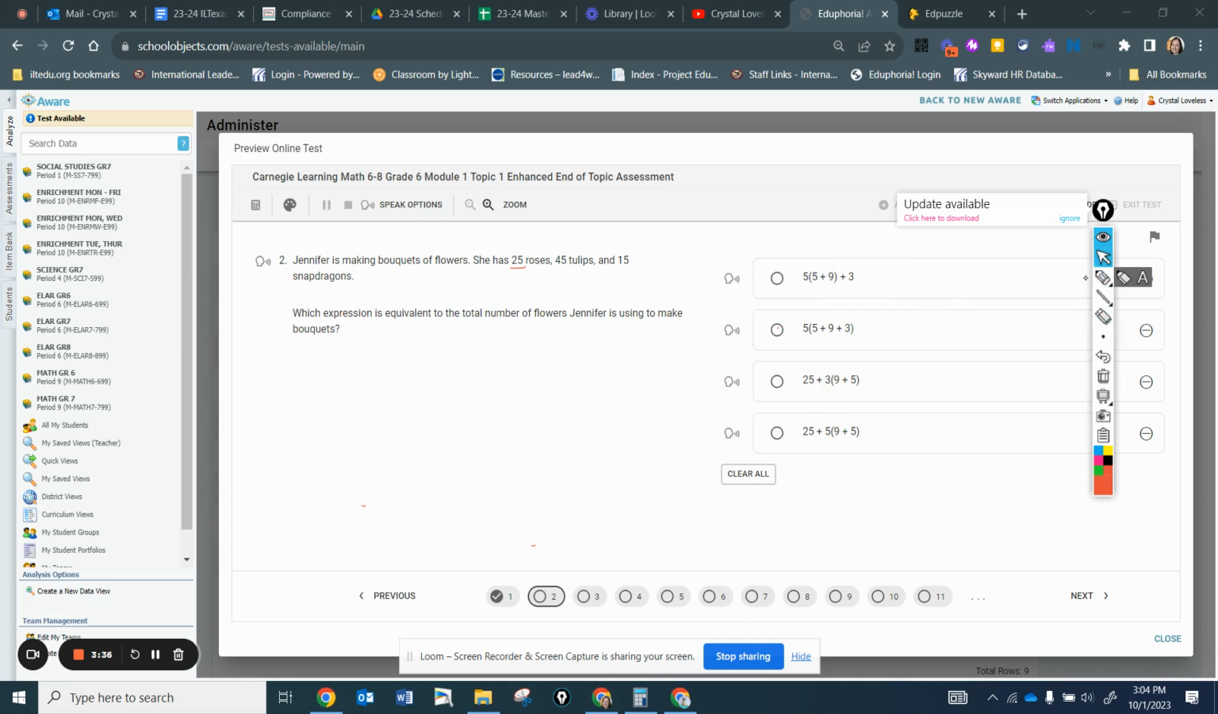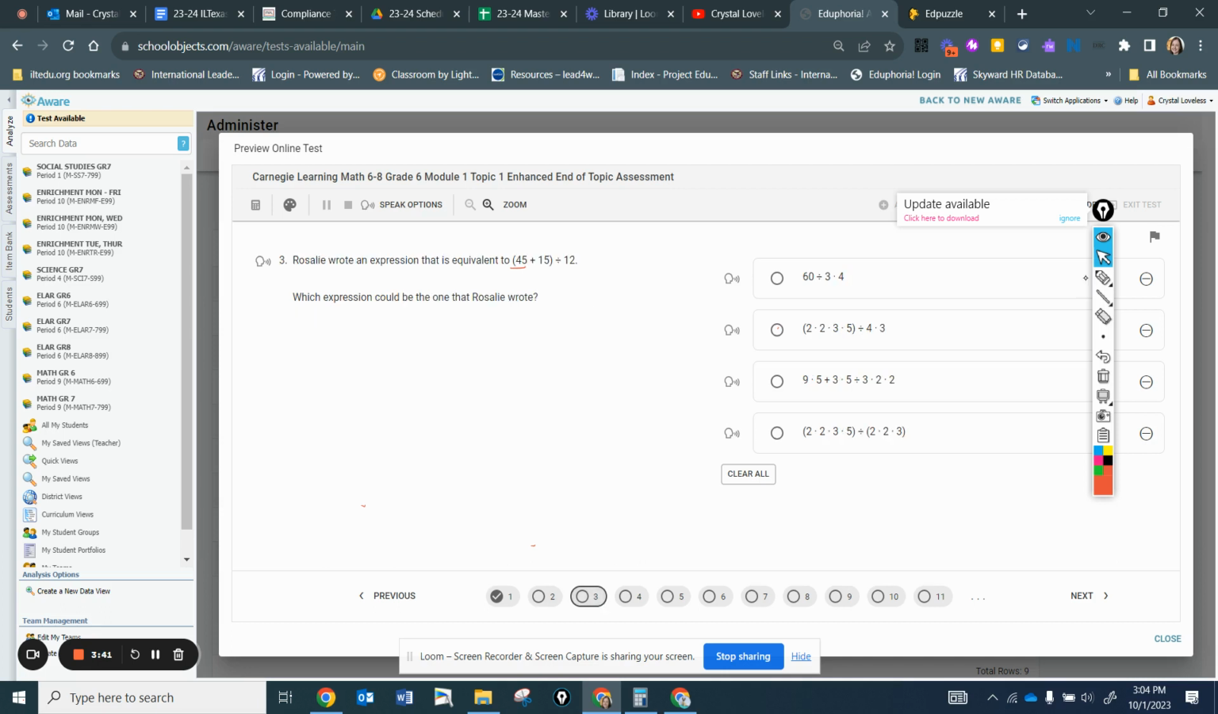Bear with me as I erase those. Okay, that was 2. Number 3, Rosalie wrote an expression that is equivalent to 45 plus 15 divided by 12. Which expression could be the one that Rosalie wrote? So what we want to do is solve that. Remember, in order of operations, parentheses comes first. So I'm doing the 45 plus 15 first before I do the divide by 12, because that's in parentheses.